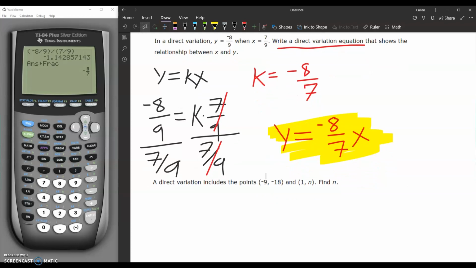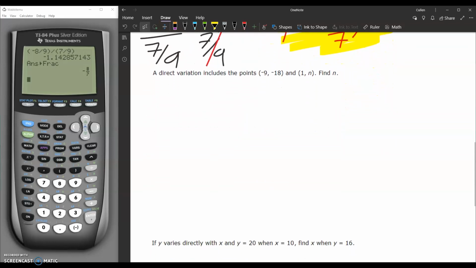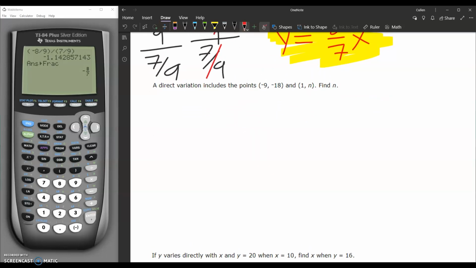So this one's a little bit different as I scroll down a little bit. This one gives you the information a little bit different. It gives it to you in coordinate points. It's just saying that x is negative 9, y is negative 18, and then it tells you x is 1, and it wants you to go figure out what y is when x is 1.